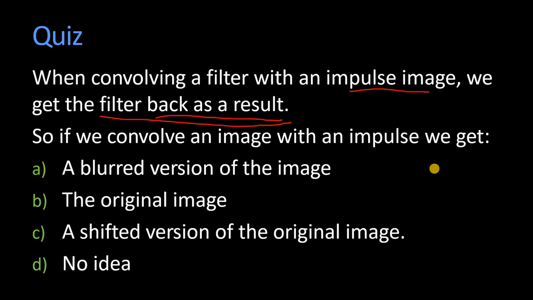So this is the quiz. The quiz says that convolution will give you the original impulse image. When you convolve a filter with an impulse image, you will get the filter. Remember, the impulse image is just one single value 1 in the center. All other values are 0. So when you convolve the filter with the impulse, the output will be the filter.